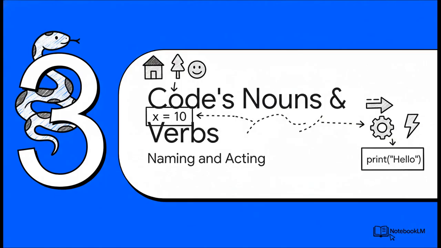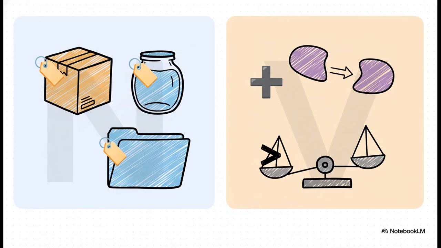Now we get to the fun part, building our sentences. Just like in English class, we combine nouns, words that name things, with verbs, words that do things. This is how we form complete thoughts, or what we call statements in the coding world. This slide makes that analogy super clear.